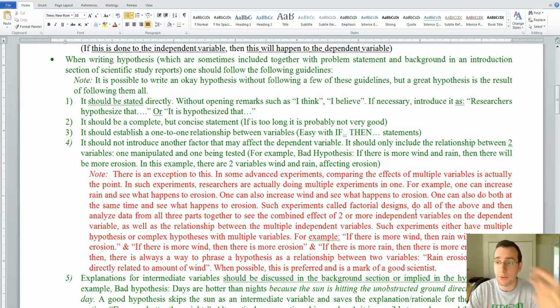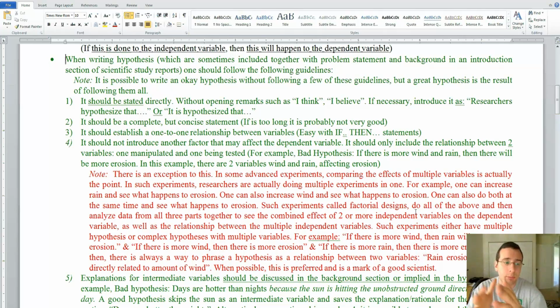There is no need to introduce it, especially since in my lab report format, you have to put a header anyway that says hypothesis. So it's kind of idiotic to say header, hypothesis, and then under that say, my hypothesis is. There's no need for that. Go directly to the hypothesis.